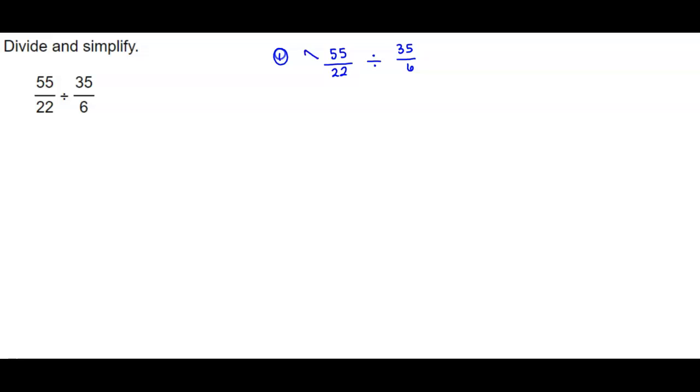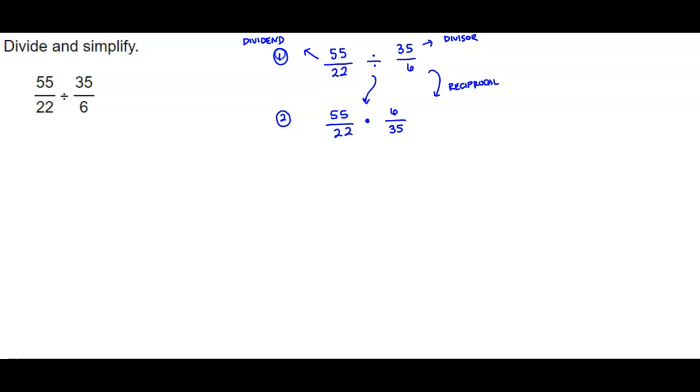Okay, now keep in mind that this represents the dividend or the numerator fraction. And this represents the divisor or denominator fraction. So whenever we're dividing fractions, we need to take the reciprocal of the divisor. So the next step would be 55 over 22, and the reciprocal of 35 over 6 is 6 over 35. And then when you do that, now this division turns into multiplication.